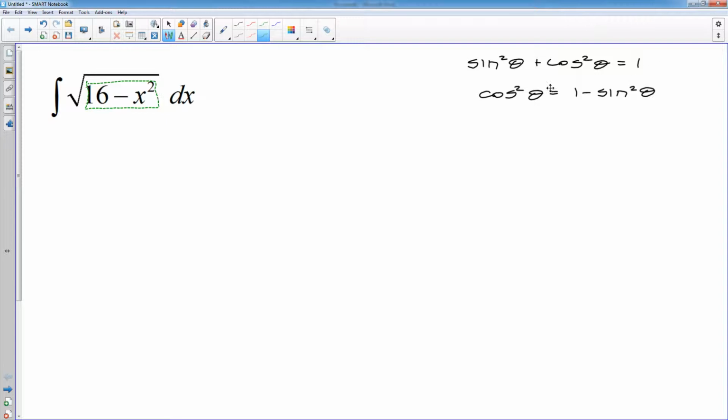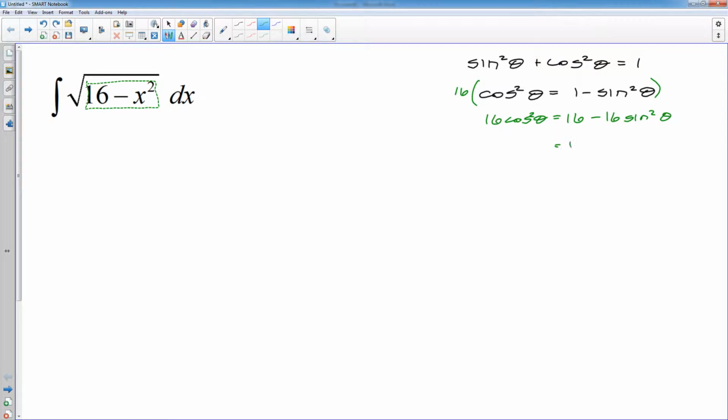And this one, if you finagle it around, if you move that sine squared over, you notice I have 1 minus sine squared, which is a number minus something squared. And here I have a number minus something squared. The only difference is the number here is 16 instead of a 1. So what we're going to do to fix that is simply multiply this entire equation by 16. And if you do that, you get 16 cosine squared equals 16 minus 16 sine squared. And now it looks a whole lot like my radical, 16 minus something squared.